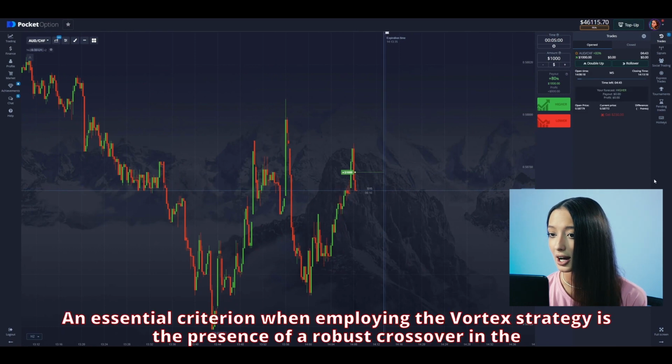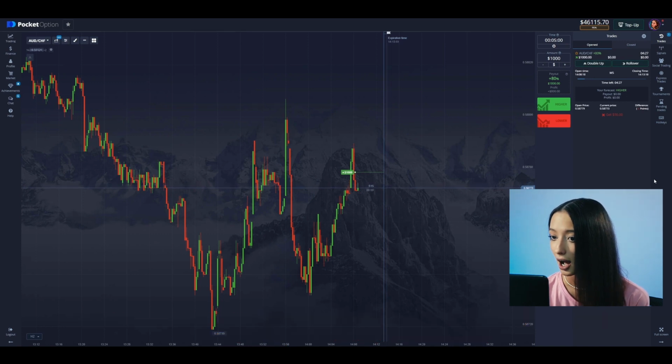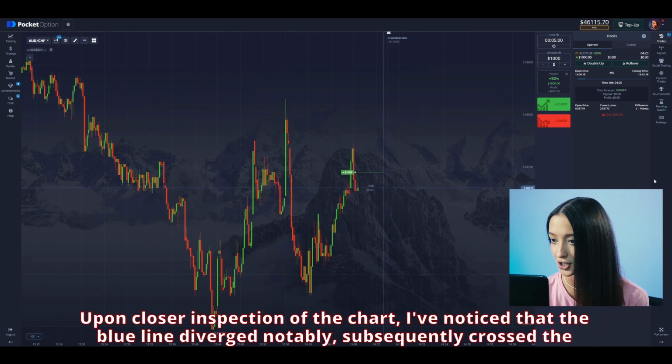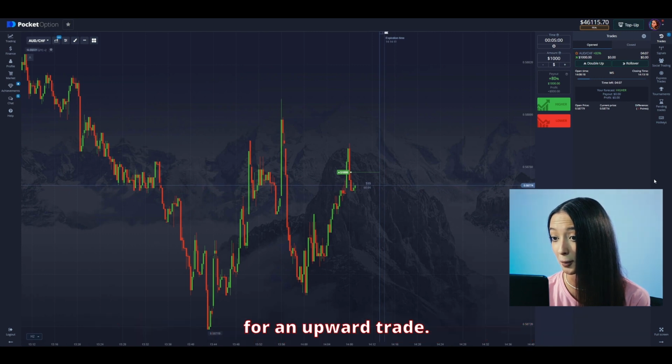So, our essential criterion was employing the Vortex strategy in the presence of a robust crossover in the indicator: significant divergence of the lines followed by convergence and intersection. Upon closer inspection of the chart, I noticed that the blue line diverged notably, subsequently crossed the red line, and is now trending upwards, positioned above the red line. This presents a favorable entry point for an upward trade.